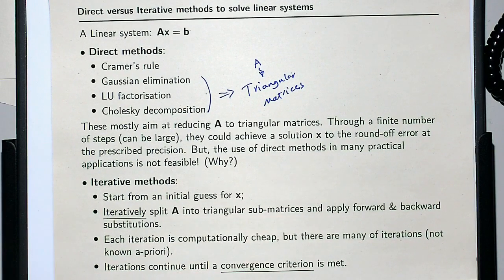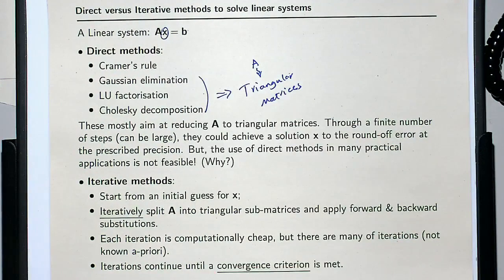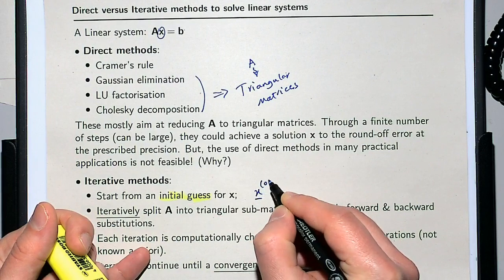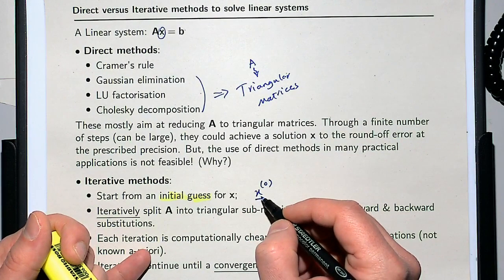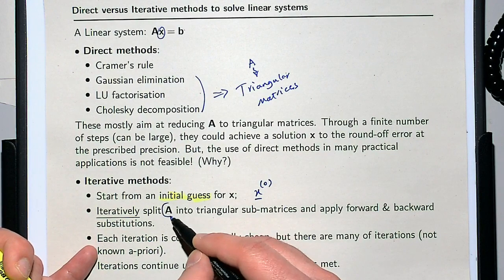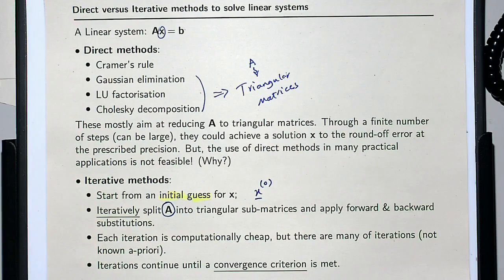In essence, this is what we do. We assume an initial guess for the solution of X. We call it the initial guess for X, and we usually show it by this superscript 0. And then we do iteration. So this matrix A, the coefficient matrix, is going to be broken into several triangular matrices or submatrices instead of a big one. Locally we are going to play with A, make it triangular. And we do that because then we can use forward and backward substitutions.